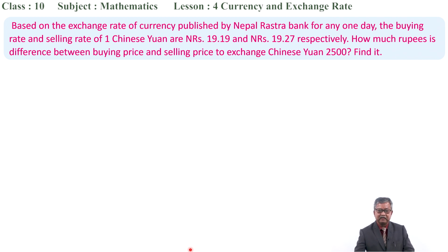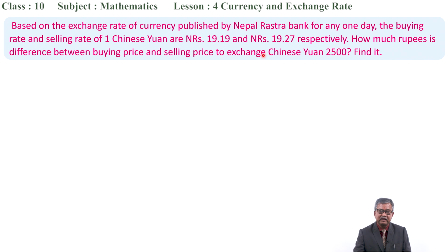Now we discuss another one. Based on the exchange rate of currency published by Nepal Rashtra Bank for any one day. I have written the buying rate and selling rate of 1 Chinese yuan are Nepalese rupees 19 rupees and 19 paisa, and 19 rupees 27 paisa respectively. That means first is the buying rate of 1 Chinese yuan, and second is the selling rate of 1 Chinese yuan.